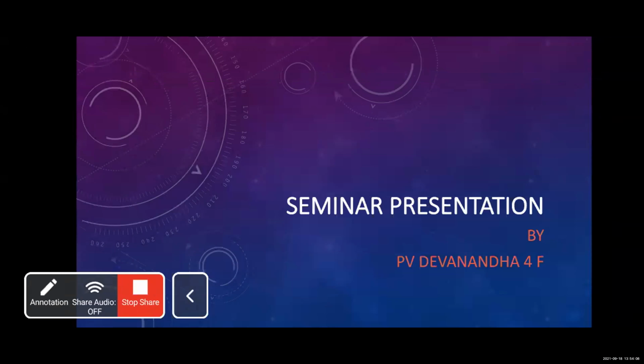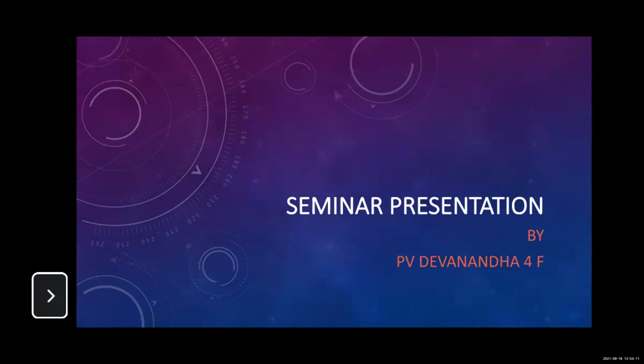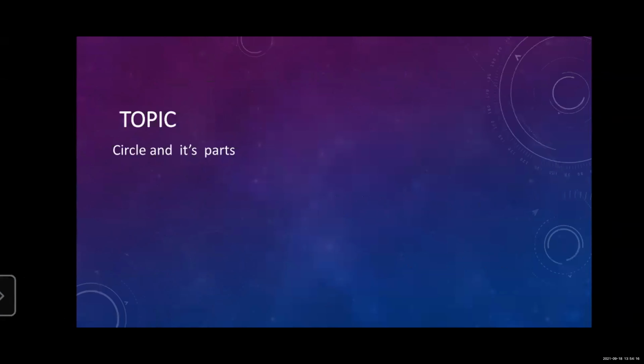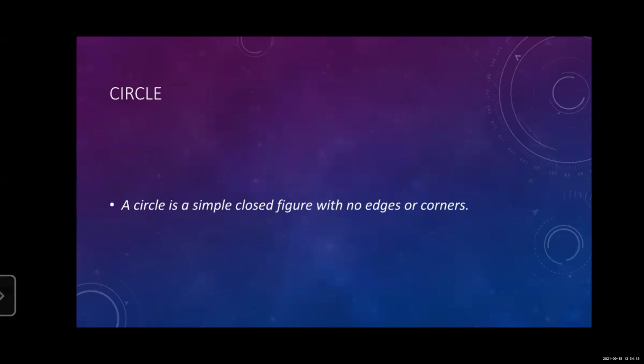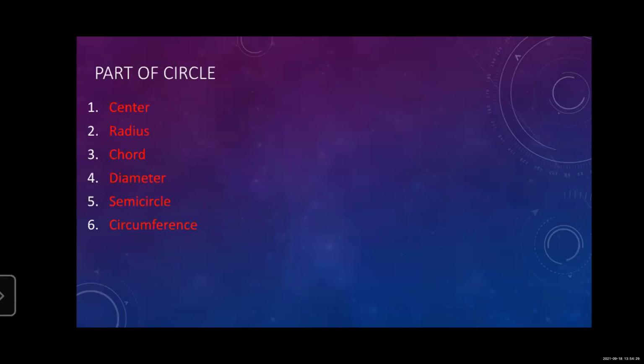Good morning, my dear friends and respected teacher. Today I am presenting my seminar. My topic is circle and its parts. Do you know what a circle is? Okay, I will tell. A circle is a simple closed figure with no edges or corners. Do you know the circle has 6 parts? They are first, center, second, radius, third, chord, fourth, diameter, fifth, semicircle, and sixth, circumference.